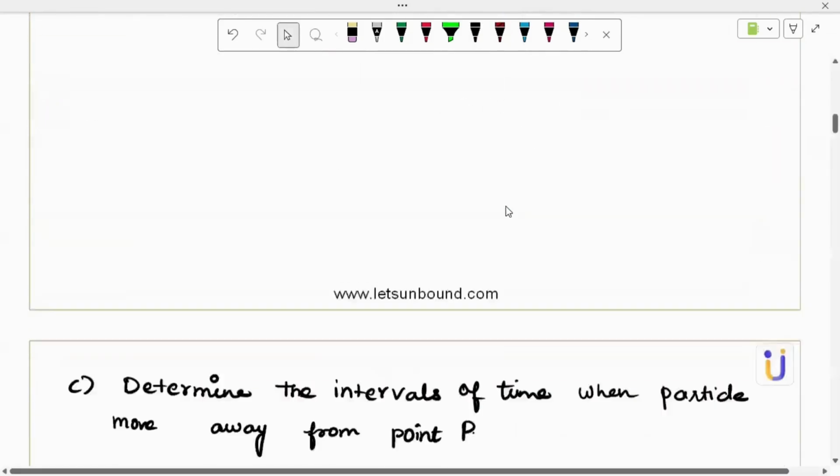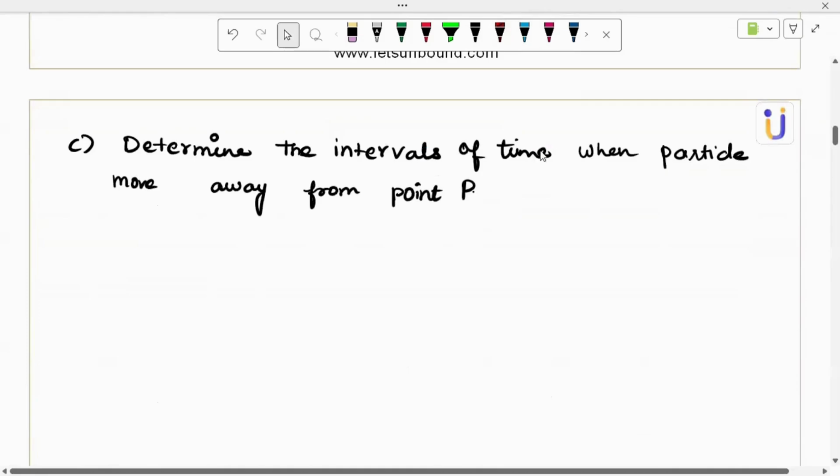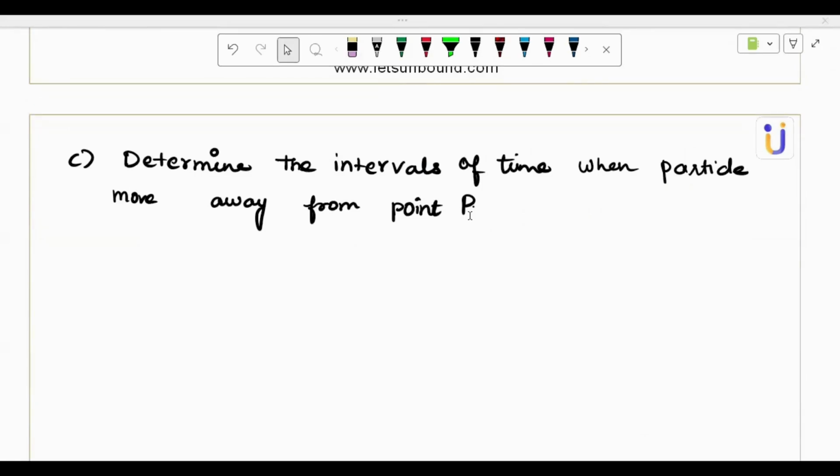Meter per second. Now, next part: determine the intervals of time when the particle moves away from the point P. Our function is modeled as the displacement with respect to the point P. At which time intervals is the particle moving away from the point P? Which differential calculus concept applies here? When your velocity is greater than 0, that is positive, the particle will move away from the fixed point.